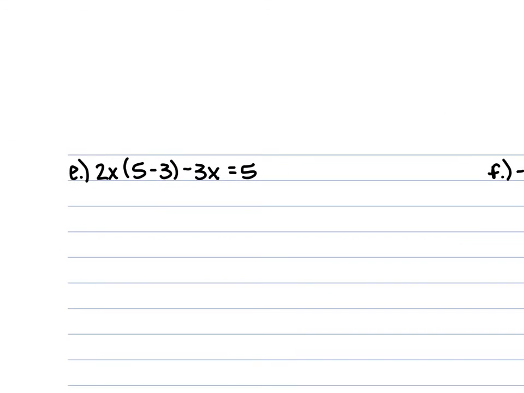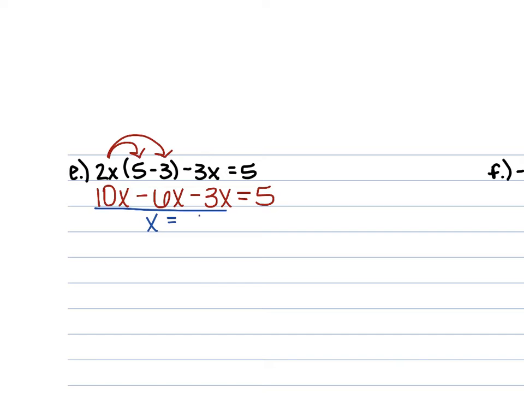For E, we have 2x times 5 minus 3 minus 3x is equal to 5. So I'm going to distribute that 2x. It's going to give me 10x minus 6x minus 3x is equal to 5. I combine these like terms to give me x is equal to 5.